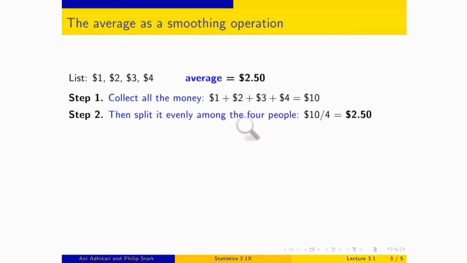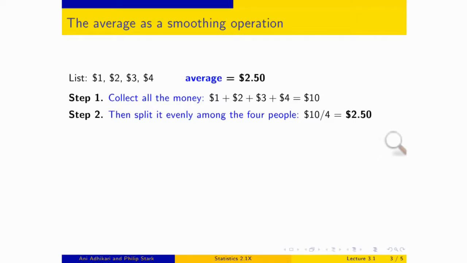And the next step is to take that total pot of $10 and split it evenly among the 4 people. And that split gives everybody $2.50. Each person ends up with $2.50. So while previously this person with $4 was quite a bit richer than this person with $1, once you've averaged the money out, then you can imagine everybody has $2.50 and they're all equal. In that sense, the average has smoothed out their fortunes.